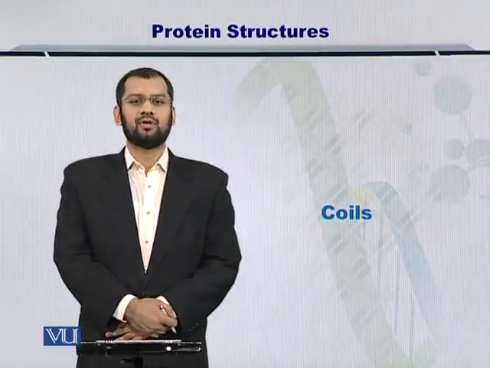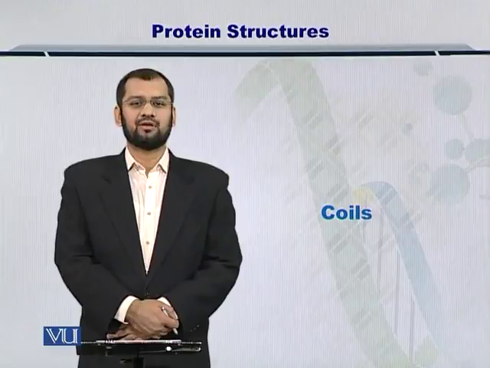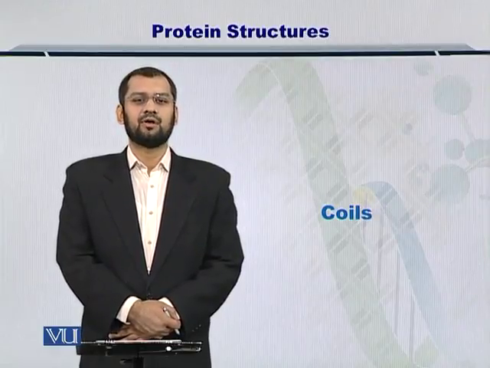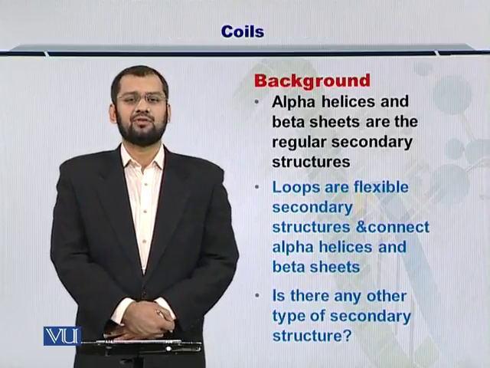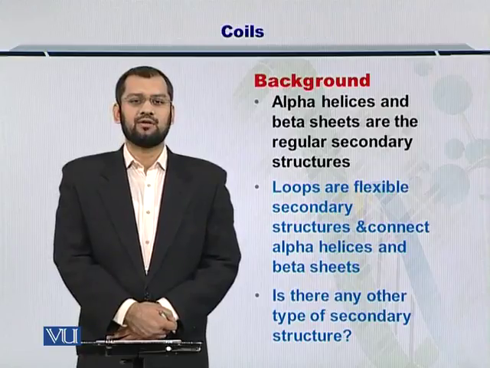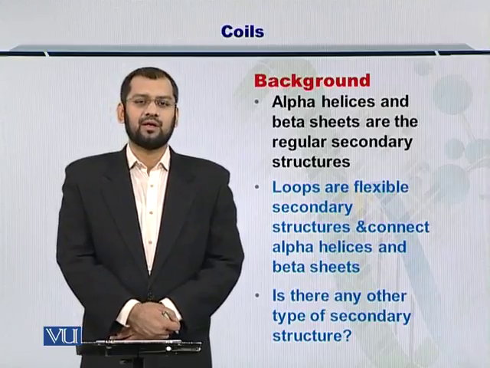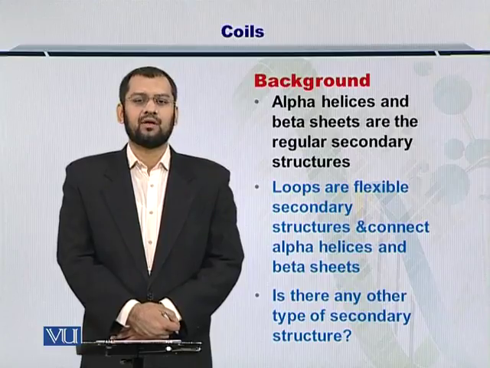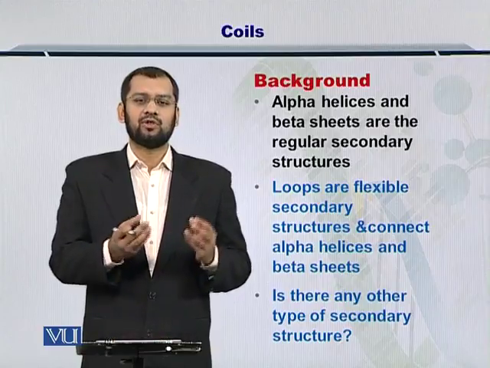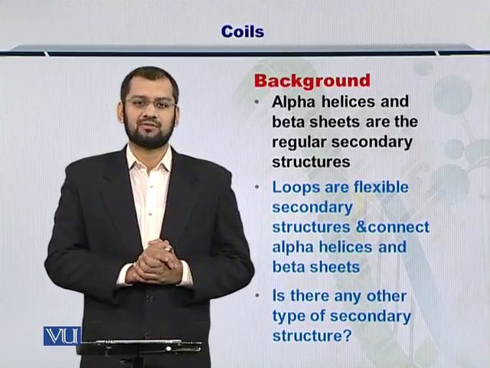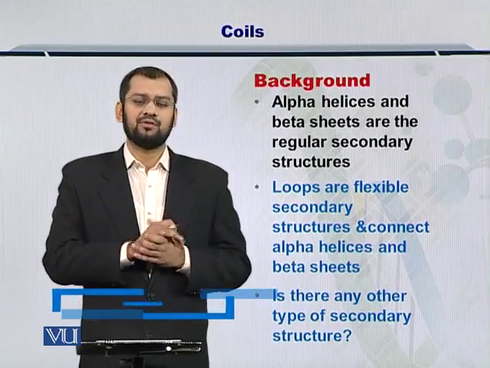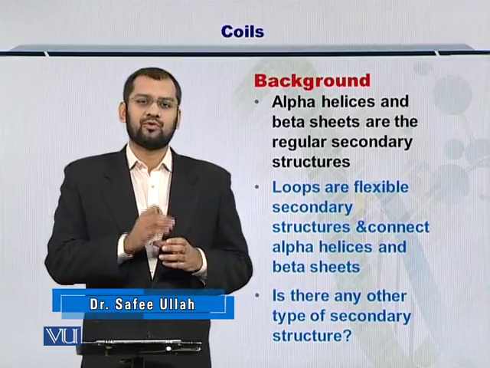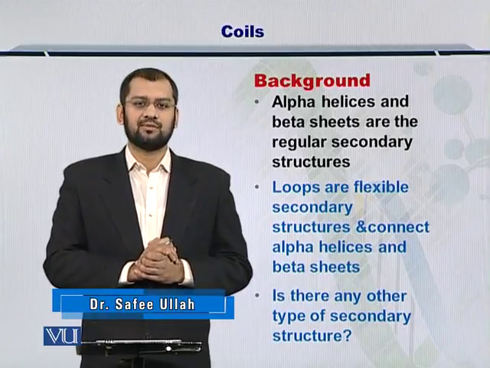Dear students, in this module, I'm going to elaborate on another type of secondary structure in proteins, that is the coil. You know that alpha helices and beta sheets are fixed secondary structures and are very important in the overall folding of the protein. Moreover, you know that loops are flexible secondary structures and are useful in connecting the alpha helices and beta sheets. Moreover, these loops constitute active sites in the proteins and are ports for interaction with other proteins.